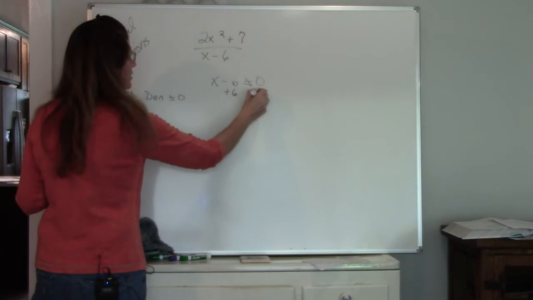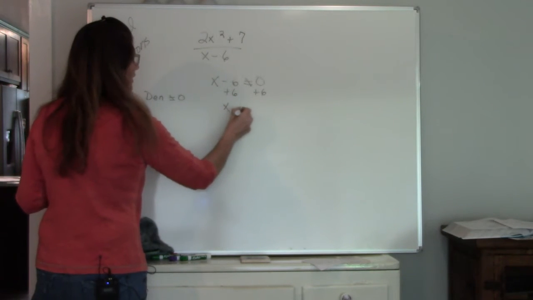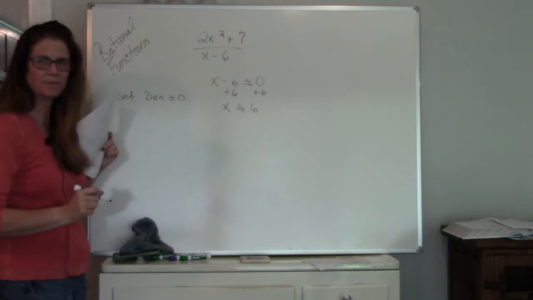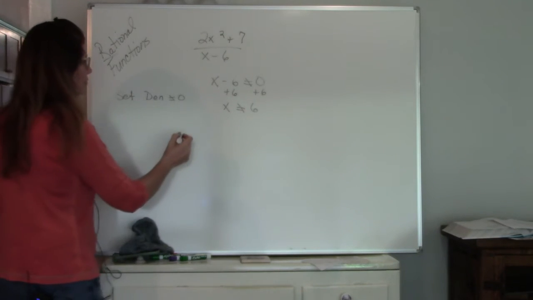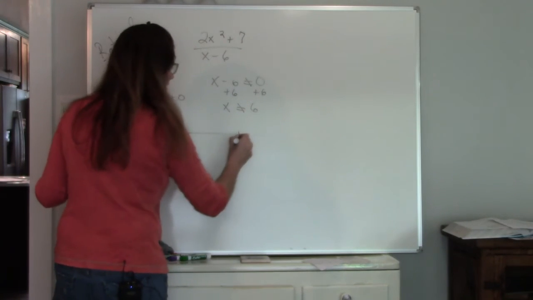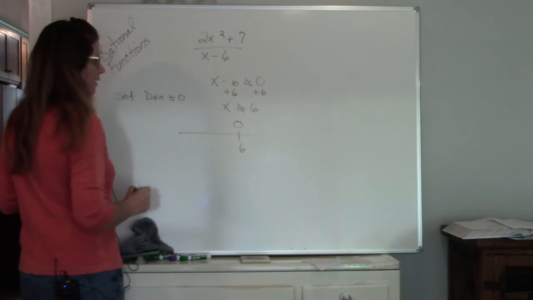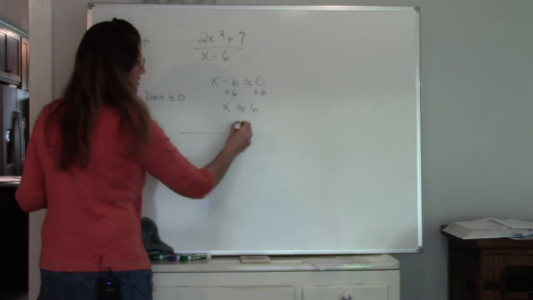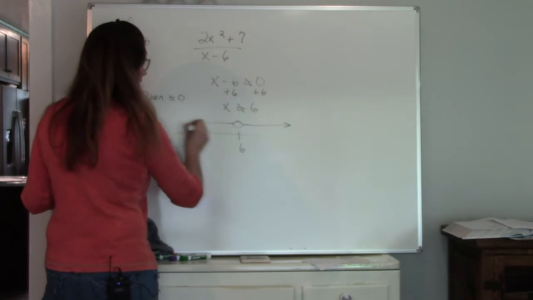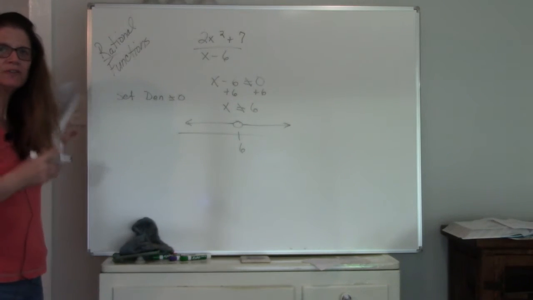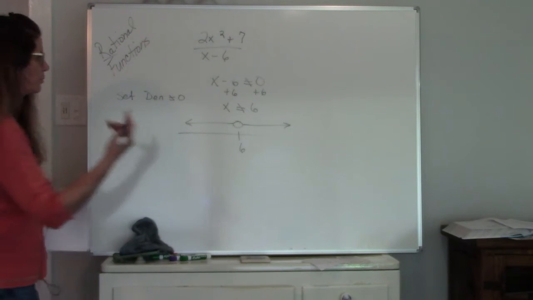So we're going to add 6 to both sides. So x cannot be 6. Okay? Now you're going to write this in interval notation. The way that I like to show it is with a number line. X cannot be 6. It can be everything above it, and it can be everything below it. So if you look at a graph, you go, oh, okay, that makes more sense.